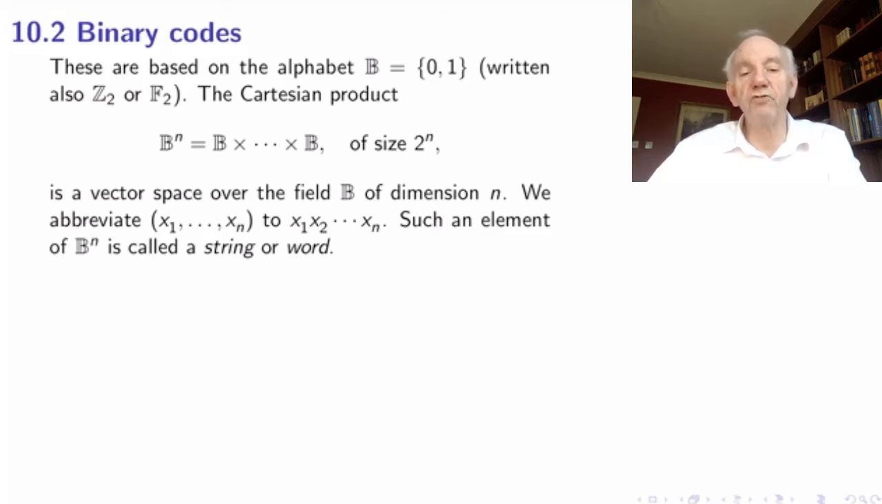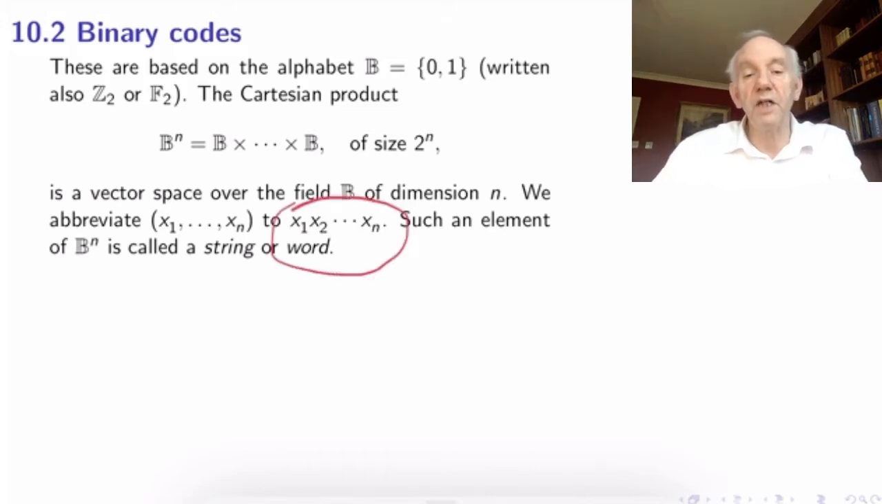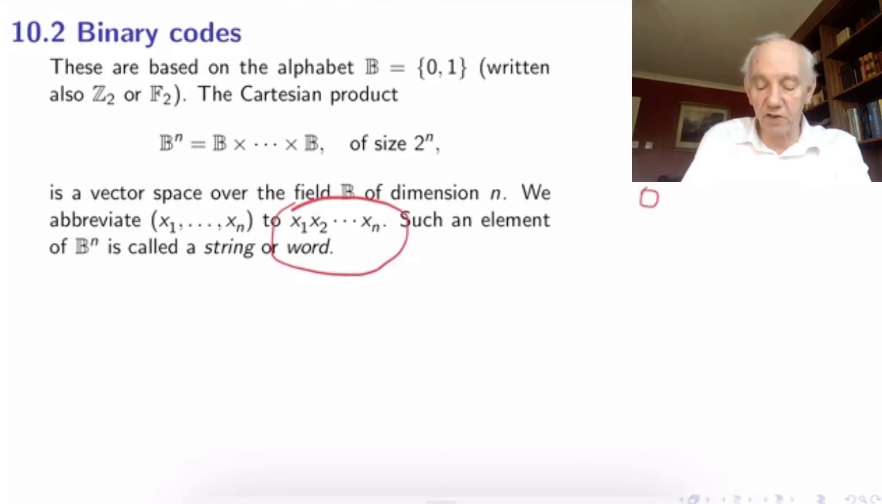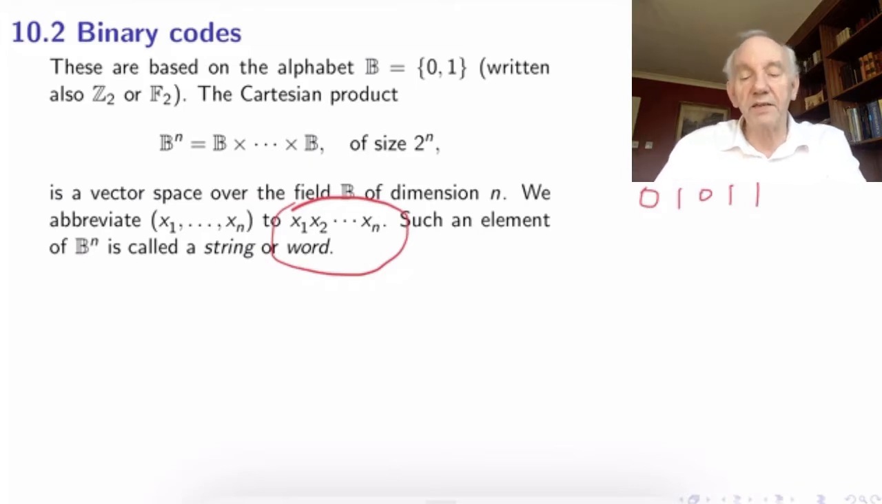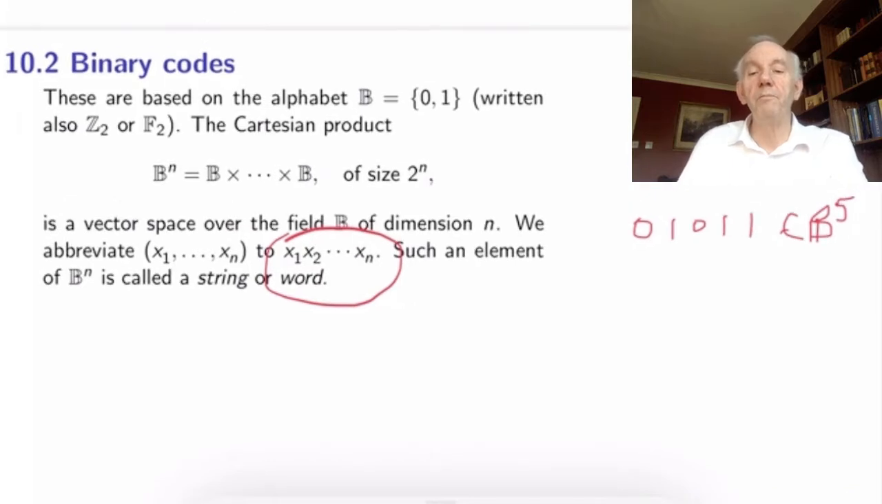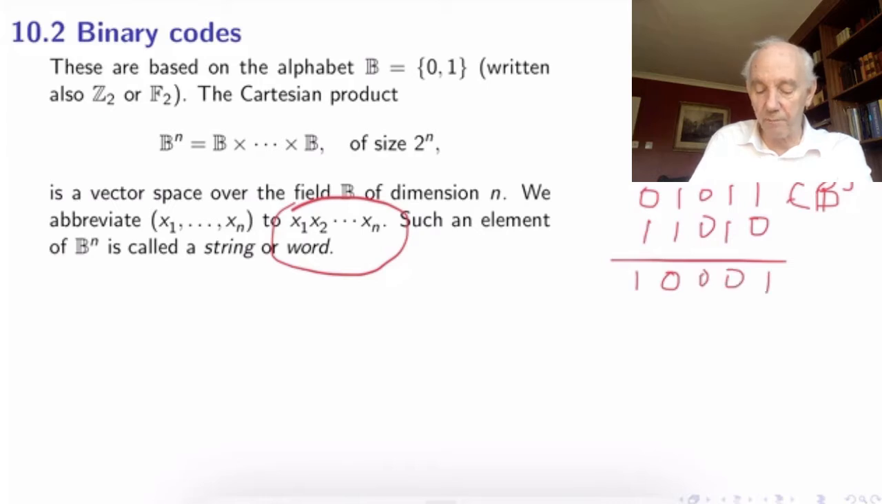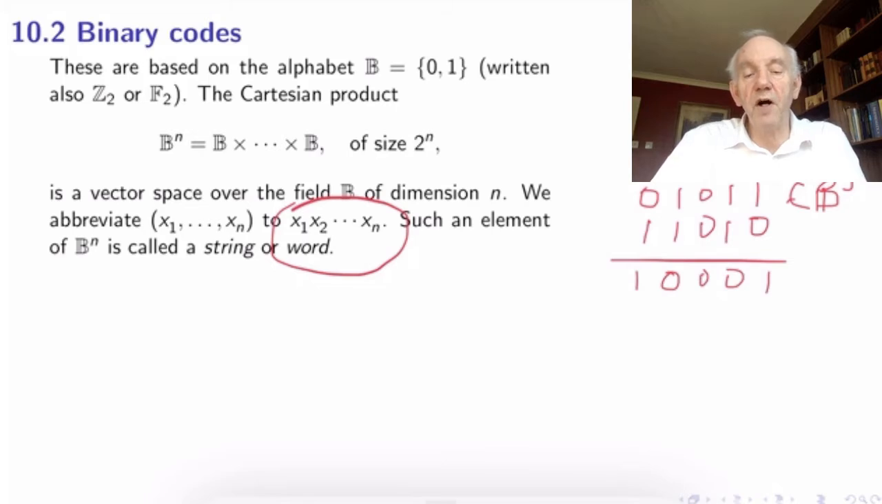Also I'll write vectors rather than conventionally with parentheses and commas and so on. I'll just write a vector as a string of elements of the alphabet. So if we're working in B5, I might write 0, 1, 0, 1, 1. That is an element of B5. I'm really thinking of it as a vector with those components. So in particular, I can add two vectors together. So here is another element of B5. And if I add those two vectors together, remember 1 plus 1 is 0. So I just get 1, 0, 0, 0, 1. So that's how I add vectors in B5.